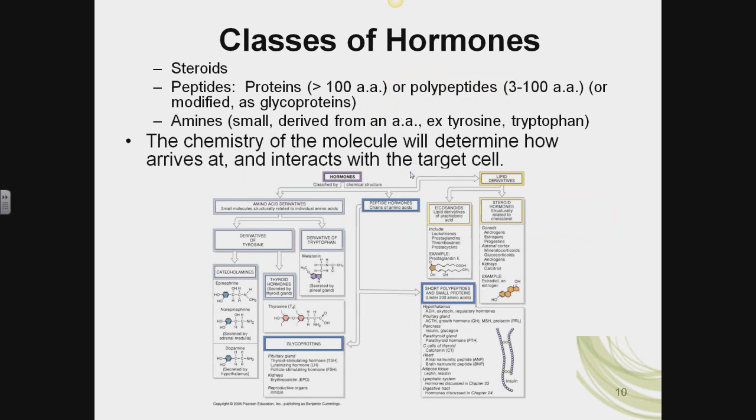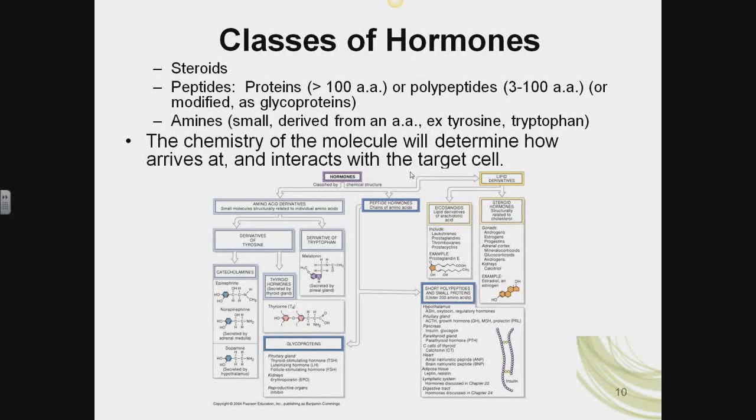What are the flavors, as I like to say, of hormones? Hormones come in a basic 3 classes. They're either steroids, which means lipid-derived, or they're long chains of amino acids, and those are peptides/proteins, or they're derived from a single amino acid. An example of that would be tyrosine, and how it can be converted into dopamine, norepinephrine, epinephrine, and even used to make proper thyroid hormone.